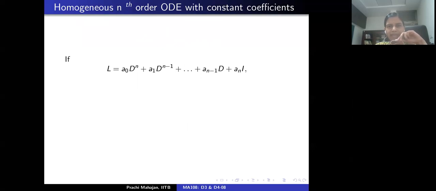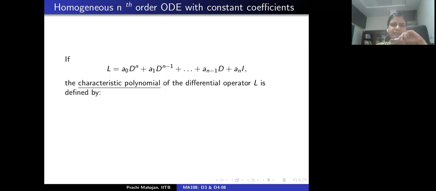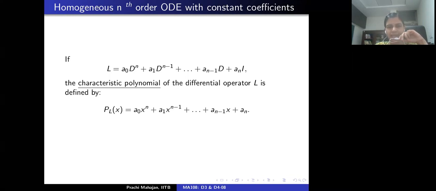So if the nth order homogeneous differential equation and the associated operator is given as the following, a0 D^n plus a1 D^(n-1) plus ... plus a_(n-1) D plus a_n I, where I is the identity operator, then we are going to write down the associated characteristic polynomial. This would be a degree n polynomial in this case: a0 x^n plus a1 x^(n-1) plus ... plus a_(n-1) x plus a_n.